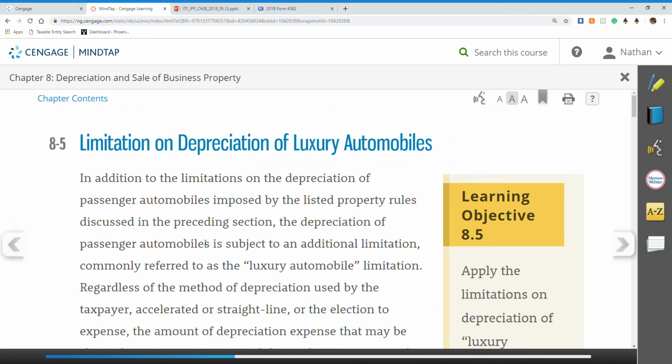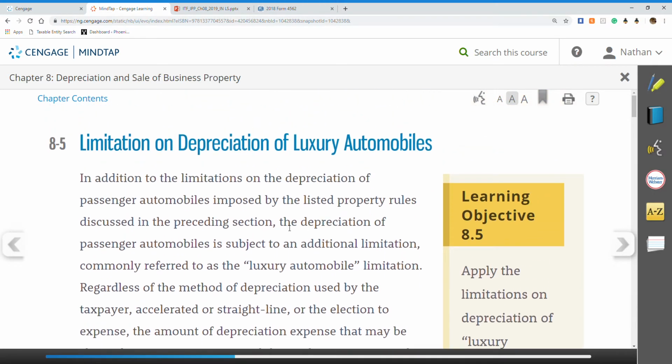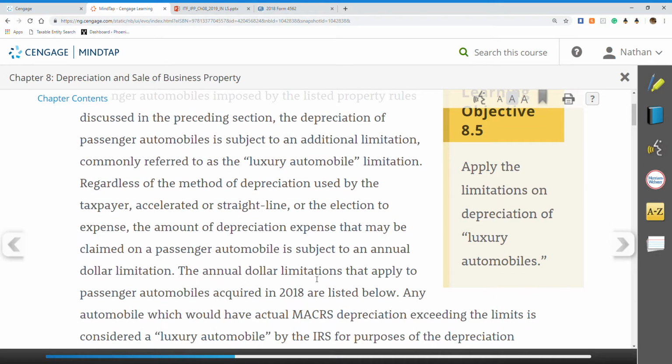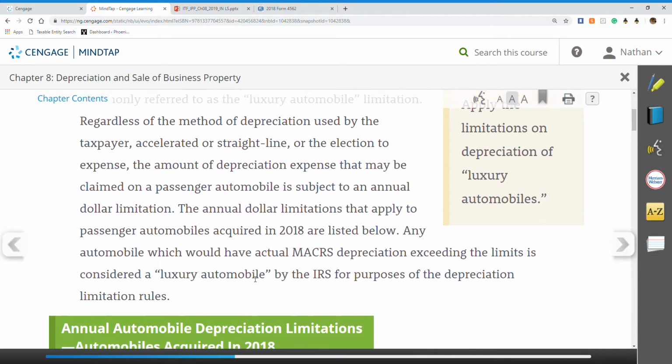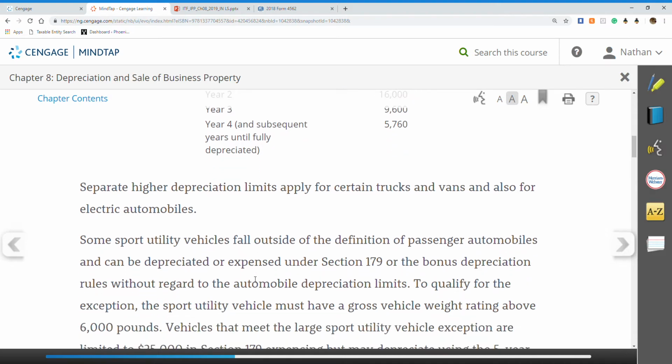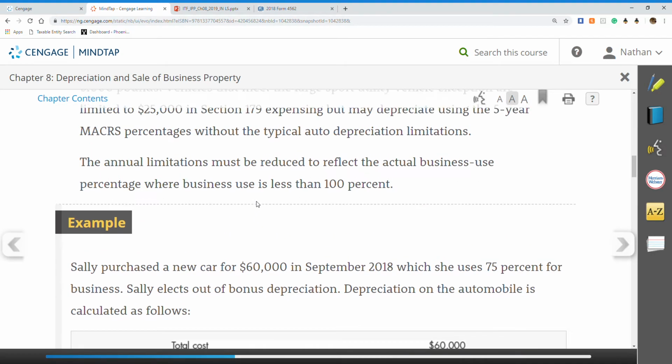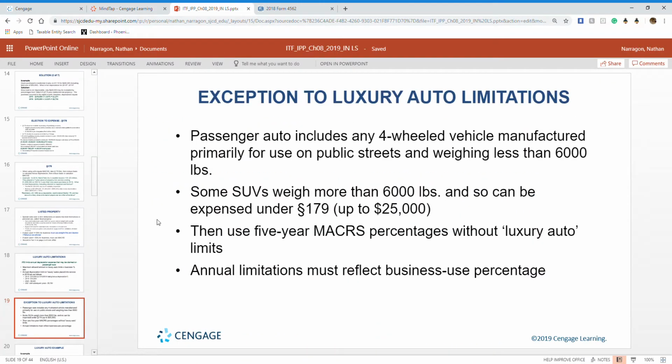So here's the luxury again. Now, passenger automobiles are subject to an additional limitation commonly referred to as the luxury automobile limit. And regardless of the thing, it's usually passengers. And it makes it a little bit tough. But we're usually able to keep it going. And I don't like how this one is so big, and this is the IRS code.